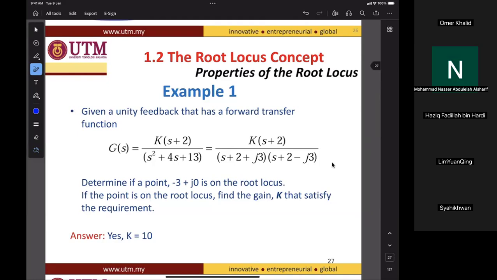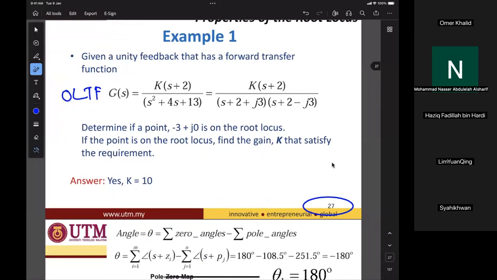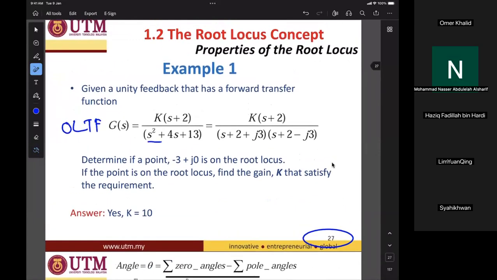Right, if there is no question, we move to the next example, slide number 27. So now you're given an open loop transfer function, which is this one, s plus 2 over s squared plus 4s plus 13. If you factorize this one, you will get a complex number. My question is, Shah Ikhwan, open loop zeros, please. Value. -2.